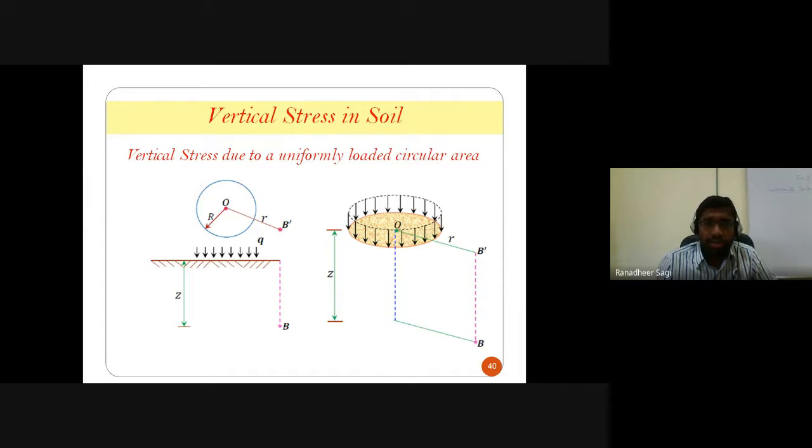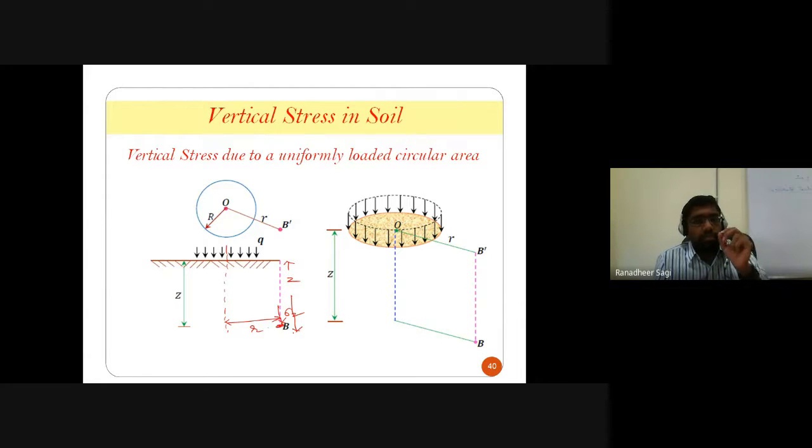Let's say I want to calculate the increment in vertical stress sigma z at point B. Where is this point B? From the center of the loaded region, it exists at a radial distance of small r, and in the vertical direction, point B exists at a depth of z from the surface of the loaded region.